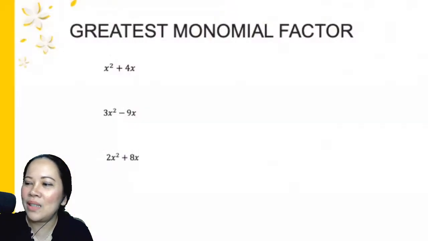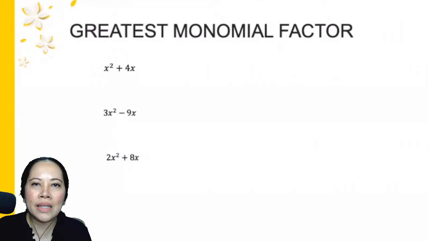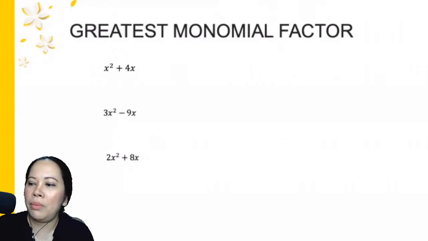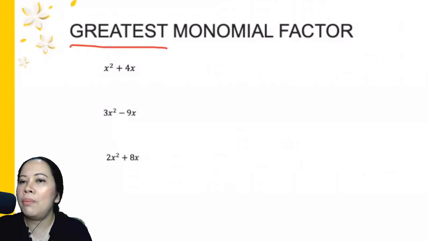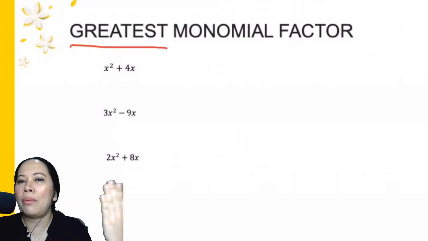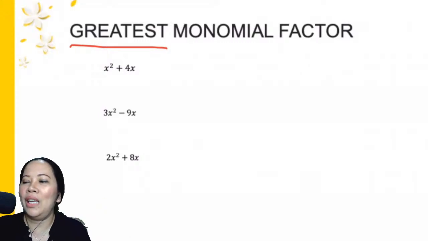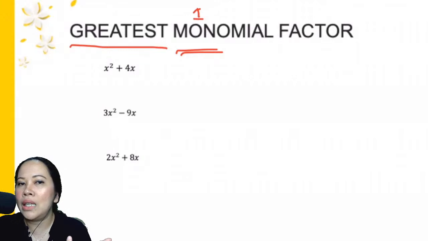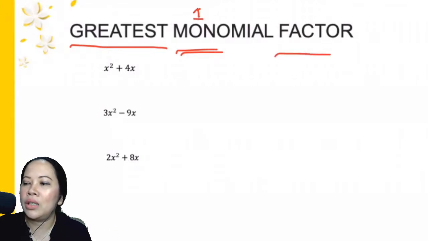So, the first one will be the greatest common factor. So, pag sinasabi natin greatest common factor, from the word greatest, meaning pinaka, yung grabe, yung pinaka. Okay? Monomial, mono means one. So, greatest monomial factor.